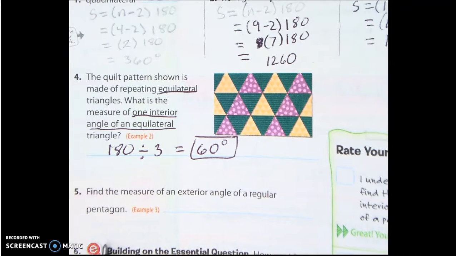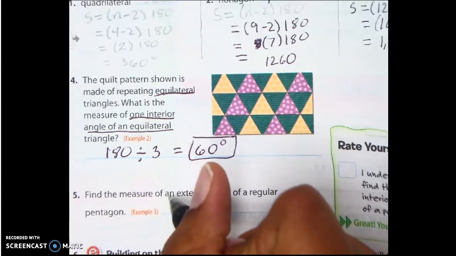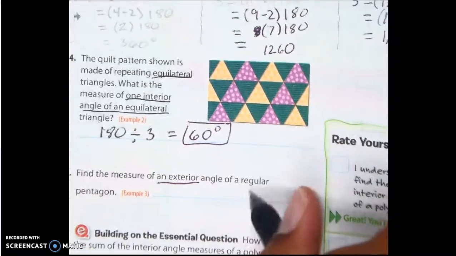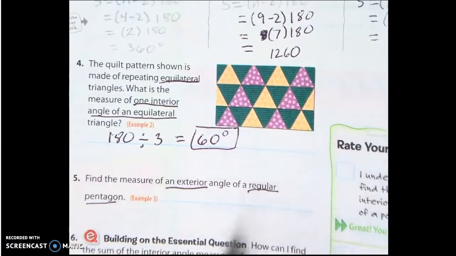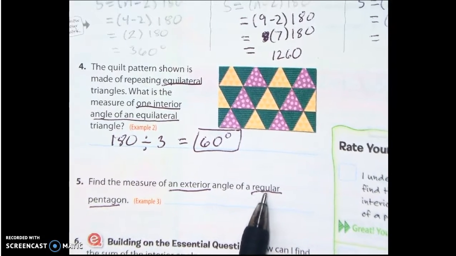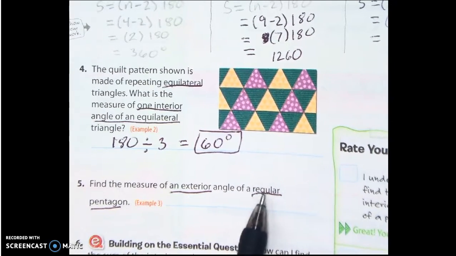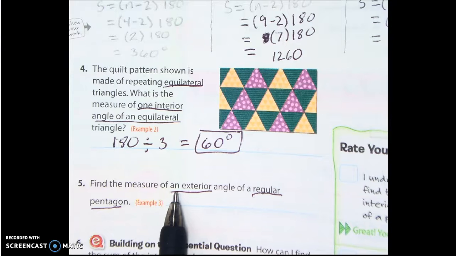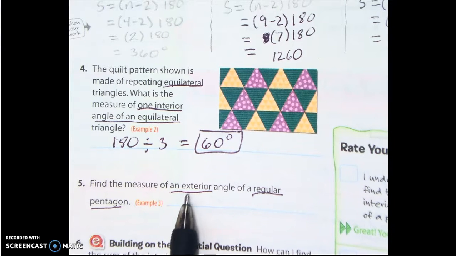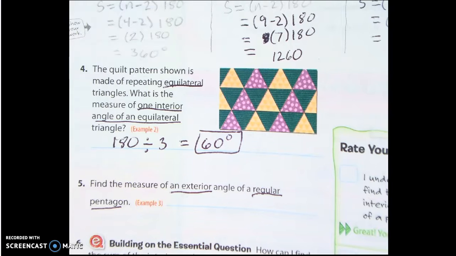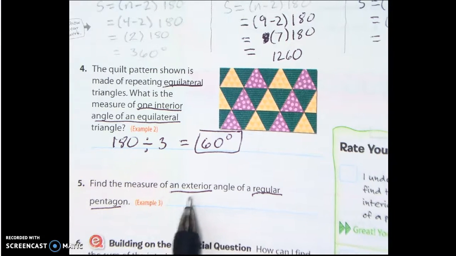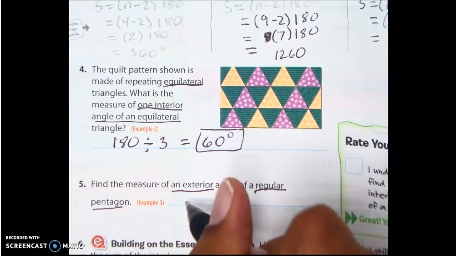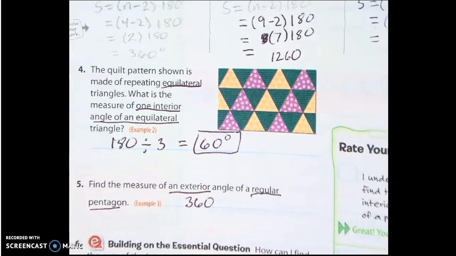Number 5, it says find the measure of an exterior angle of a regular pentagon. So again, that word regular comes out, meaning that the sides are the same and the angles are the same. And take note that they're asking for the measure of just an exterior angle, not all of them, because we should know that all exterior angles, if we add them all together, will always equal 360 degrees, no matter what type of polygon it is.